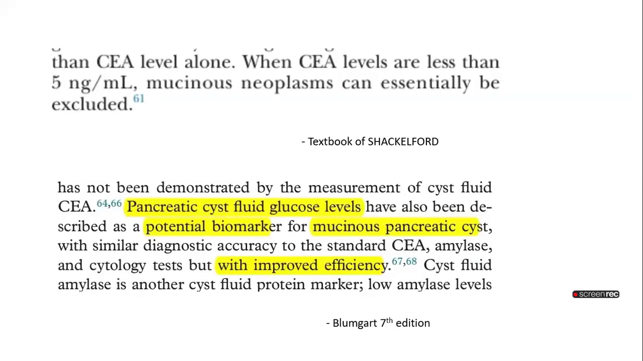I just want to highlight 2 points from Shackelford and Blumgart. Shackelford mentioned in cyst fluid analysis, when CEA levels are less than 5 nanogram per ml in cyst fluid, mucinous neoplasms can essentially be excluded, okay, without any doubt. The one more thing which I want to mention here is pancreatic cyst fluid glucose levels. That is also a potential biomarker for mucinous pancreatic cyst with improved efficiency. That was mentioned in Blumgart.